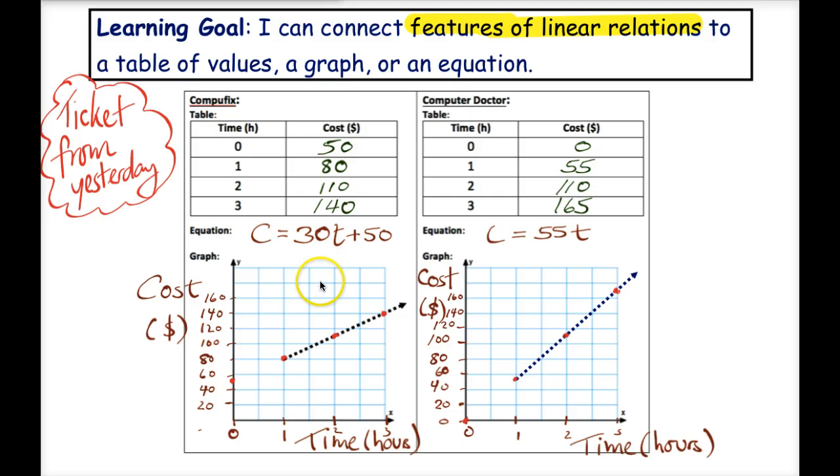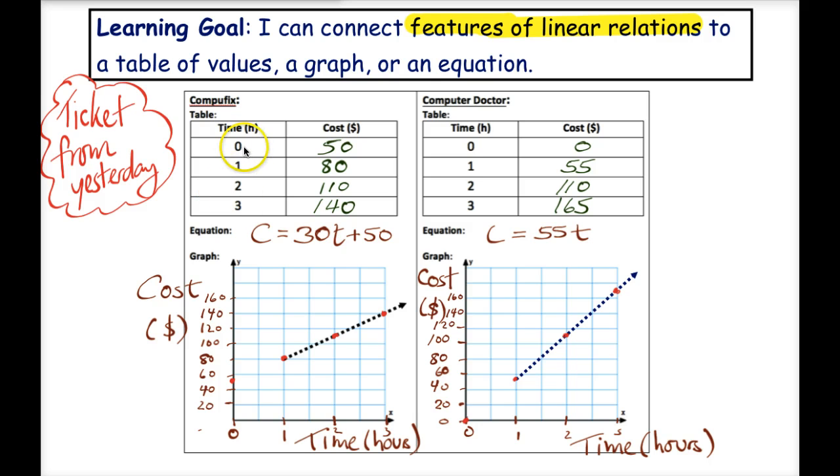But if the number of hours was really small, like let's say you only wanted to hire them for 1 hour, you can see that Compufix is more expensive than Computer Doctor because of that flat fee of $50. But once you get past a few hours, the Computer Doctor ends up being more expensive because of the hourly rate. So you can see that the point at which they're both the same is 2 hours. So at 2 hours, both of them cost the same amount.